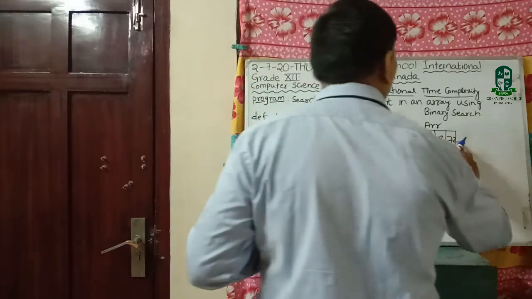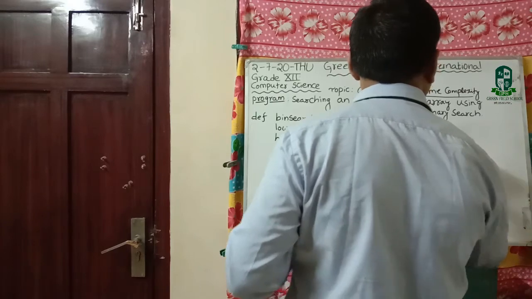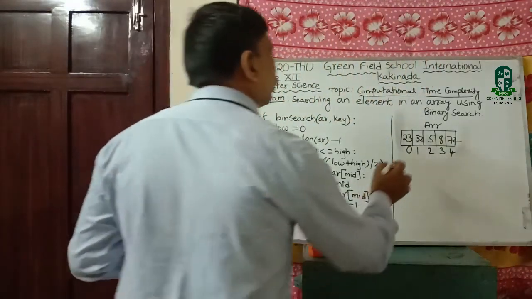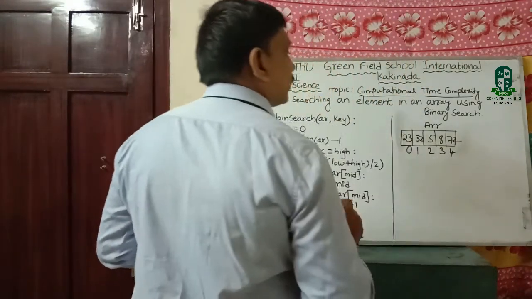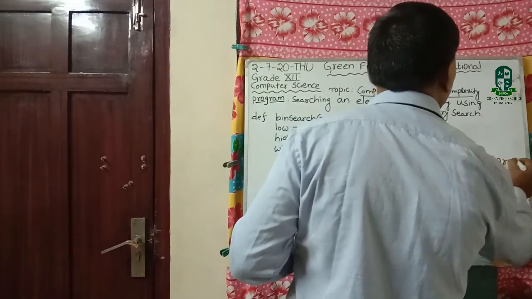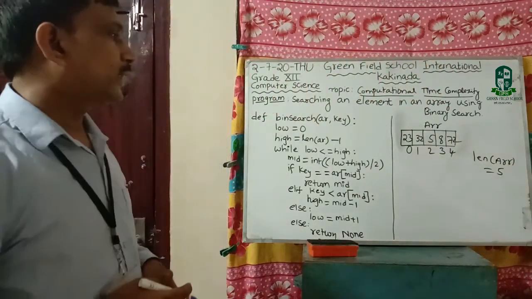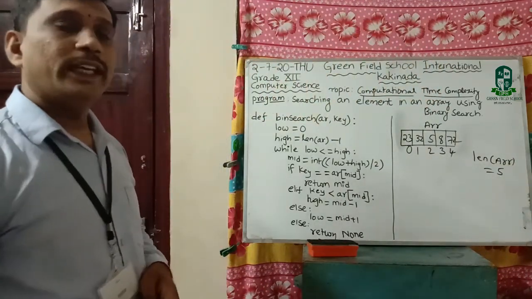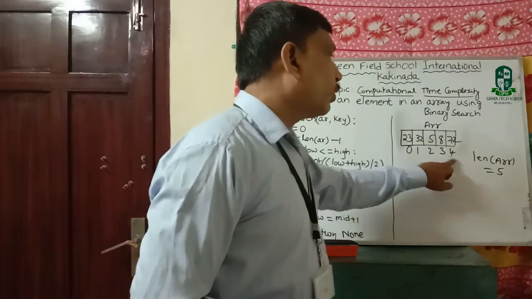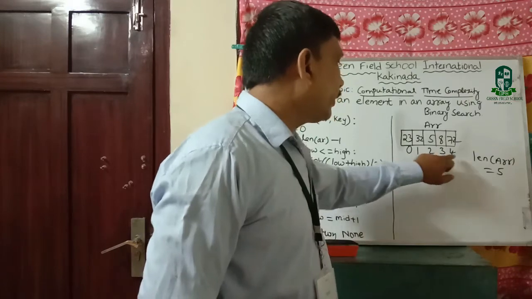Okay. Here, I am starting my search from this one first. So first we calculate the length of the array. Here the length of the array is equal to 5. So here we go from index 0 to 4. That's why the total is 4 plus 1.